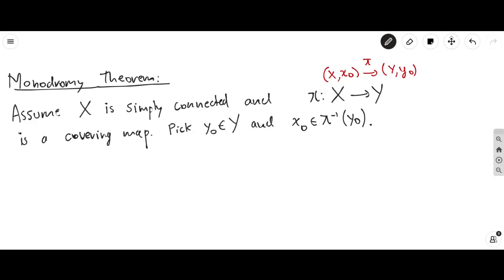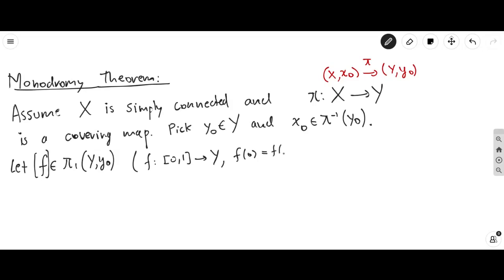Okay, so here's what the monodromy theorem says. Let [F] be a closed loop. So this is a homotopy class of a closed loop at y0. I guess I should have put it in brackets. So this is a homotopy class. All this means is that F is a map from the interval into Y, and the endpoints get mapped to this point y0.